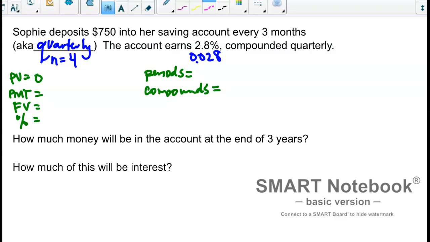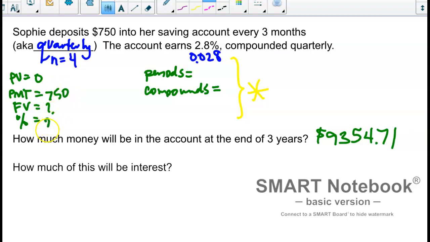Okay, how much money will be in the account when we're done? That would be $9,354.71. Now, on a quiz or something like this, or when you're doing your work in your book, this information here, what you enter into the financial calculator, needs to be recorded. Okay, so our payments, you can write this down, what you typed in. Like such.